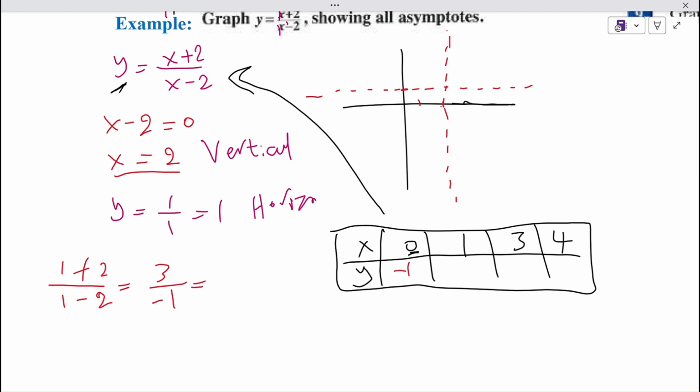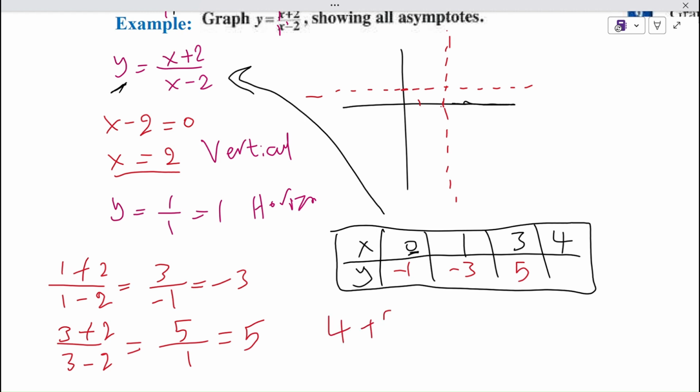Okay, what about substituting 3 instead of x? 3 plus 2 is 5, and 3 minus 2 is 1, so this is equal to 5. What about here? This time, if we substitute 4, then 4 plus 2 is 6 over 4 minus 2, which is 2. Then simplify, this is equal to 3 over 1, which is equal to 3.